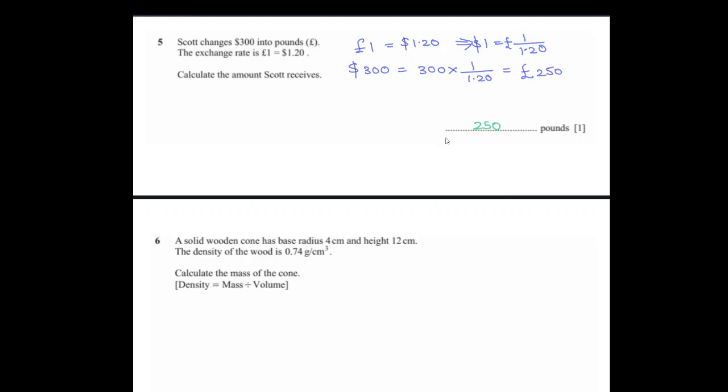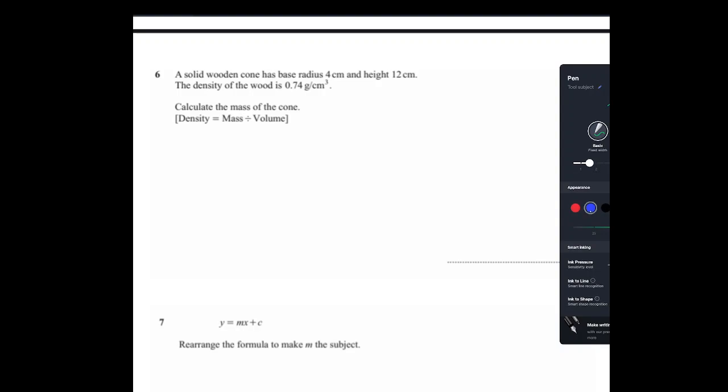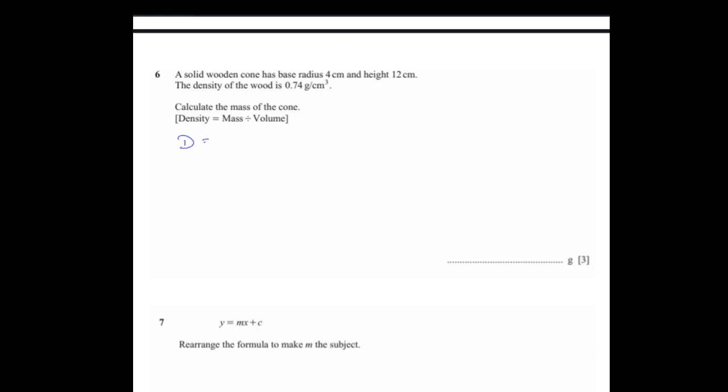Question number 6. The solid wooden cone has base radius 4 cm and height 12 cm. The density of the wood is 0.74 grams per centimeter cube. Calculate the mass of the cone. The density formula is mass divided by volume, so the mass will be density into volume. We already have the density, but we don't know the volume of the wooden cone, so find the volume.